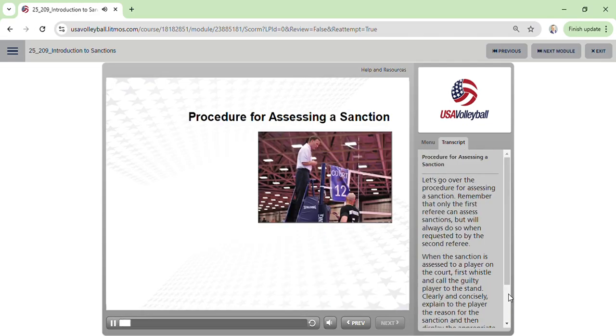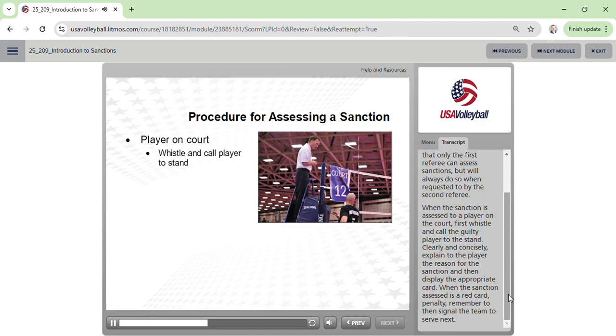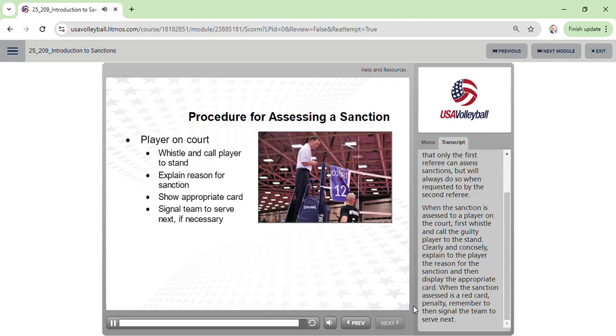Let's go over the procedure for assessing a sanction. Remember that only the first referee can assess sanctions, but will always do so when requested to by the second referee. When the sanction is assessed to a player on the court, first whistle and call the guilty player to the stand. Clearly and concisely explain to the player the reason for the sanction and then display the appropriate card. When the sanction assessed is a red card penalty, remember to then signal the team to serve next.